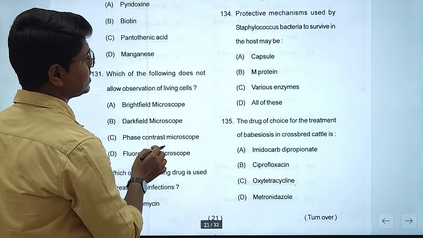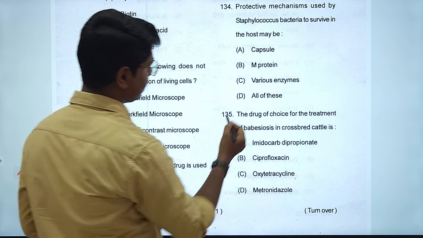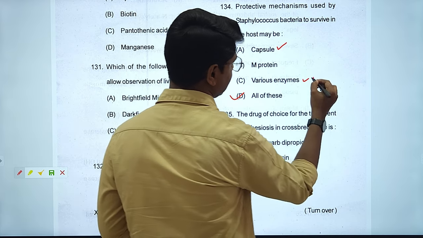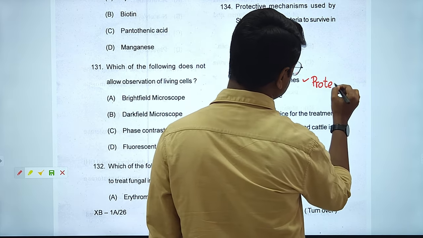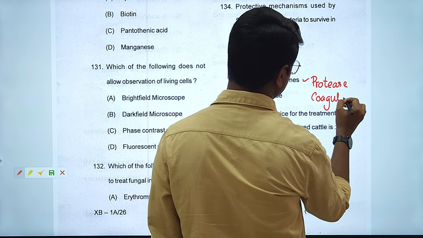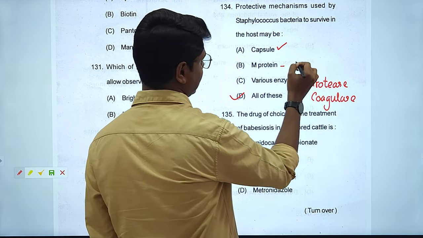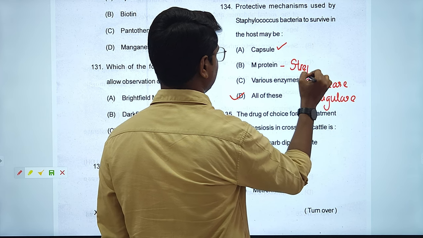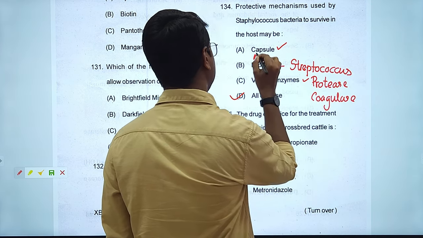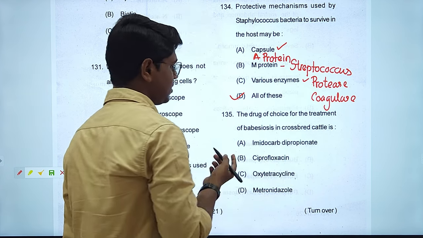Next, protective mechanism used by Staphylococcus bacteria to survive in the host. The answer is all of this, but the thing is, it uses a capsule and various enzymes like protease and coagulase. But regarding M protein, I found on the internet that it is produced by Streptococcus, not Staphylococcus. Staphylococcus produces A protein. And the answer is all of this.